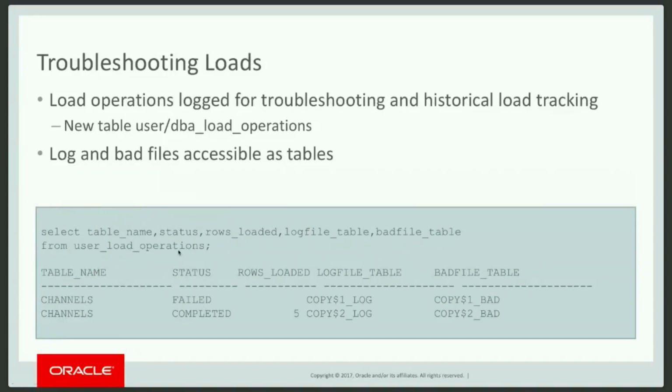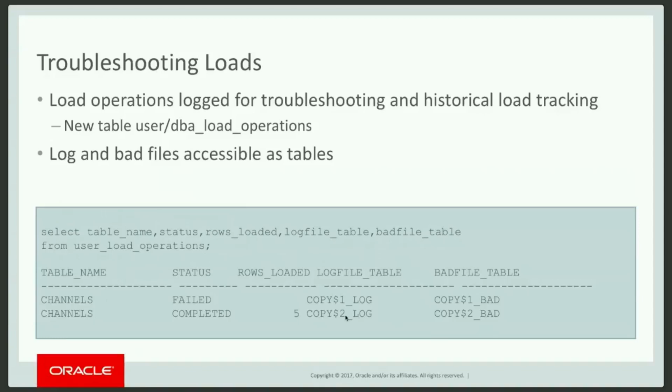And then you'll get a load table called user load operations that will give you some information about the files that you've loaded. So you can see here that I loaded channels twice. The first time it failed, it created a log file here, it created a bad file here, and then the second time it completed. So I actually got 5 rows loaded, and so obviously there'd be nothing in the bad, and the log file tells me what's going on.